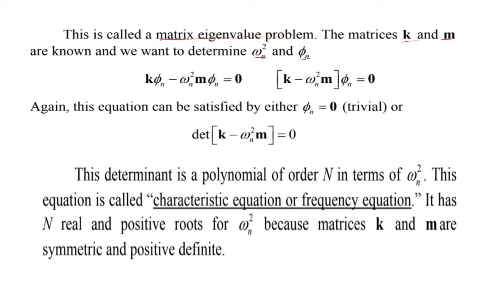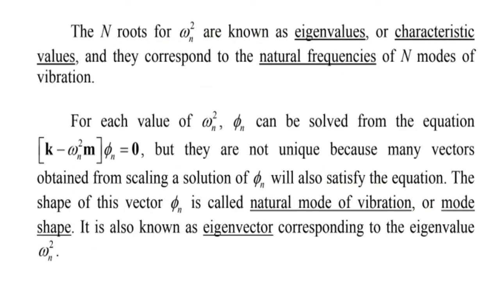This determinant is a polynomial of order n in terms of omega n square, and this equation is known as the characteristic equation. We have studied this equation earlier also. It has n real and positive roots of omega n square because the matrices K and M are symmetric and positive definite. Now the n roots of the omega square are known as eigenvalues.